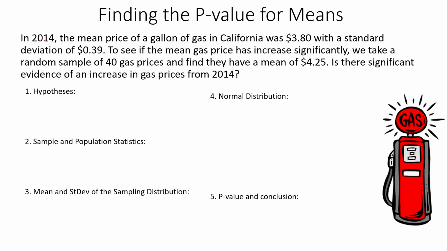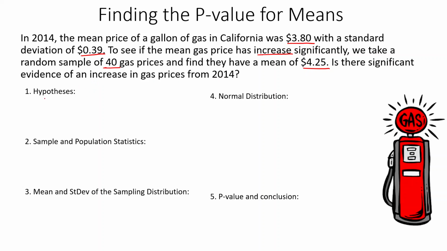All right, so in 2014, the mean price of a gallon of gas in California was $3.80, with a standard deviation of 39 cents. To see if the mean gas price has increased significantly, we take a random sample of 40 gas prices and find they have a mean of 4.25. Is there significant evidence of an increase in gas prices from 2014?